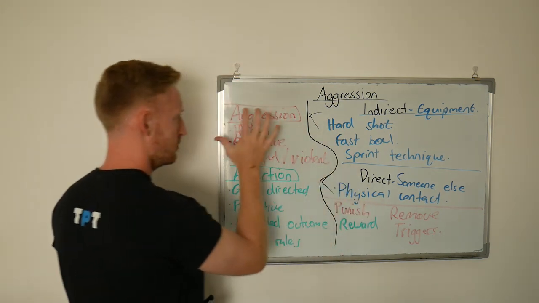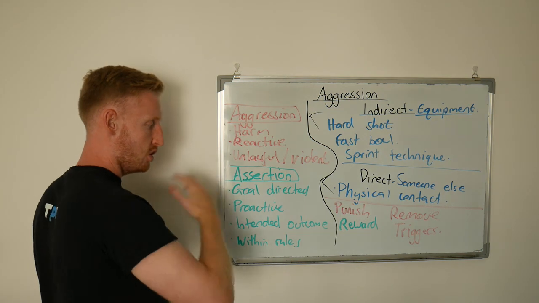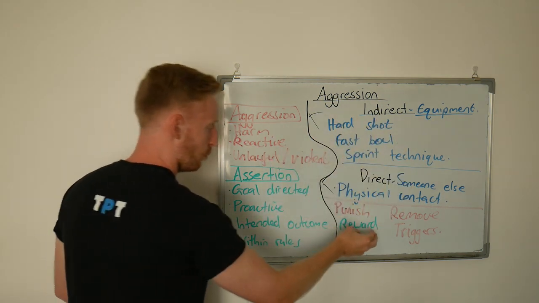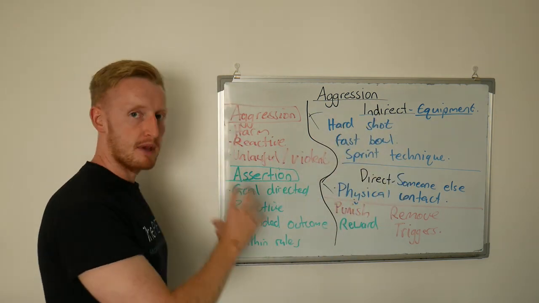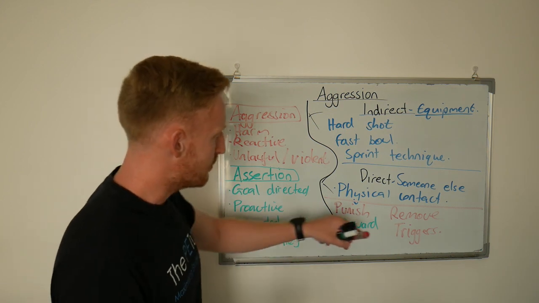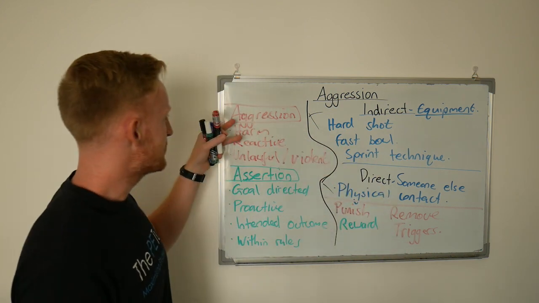We can punish those who are being aggressive, be it at youth level or adult level, and reward those who are being assertive. And if we do those, we can attempt to get rid of aggression.